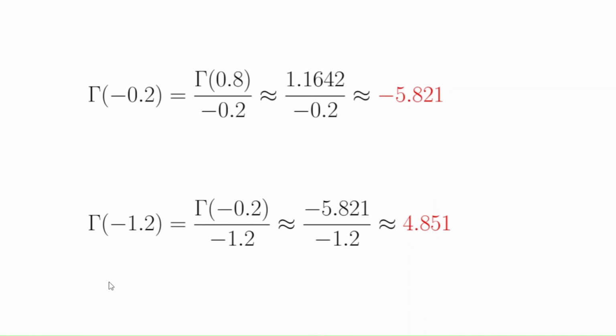And then if we wanted to extend it back further again, we could figure out gamma of negative 2.2 based on gamma of negative 1.2. Then we could find gamma of negative 3.2 based on gamma of negative 2.2, and so on. And we keep working our way backwards. So this allows us to define gamma further and further to the left.